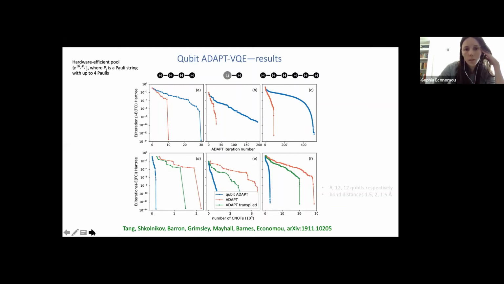And then there's also nice follow-up work to this where they showed that if you select the pool in a way that enforces symmetry, you can beat the fermionic version on both counts.